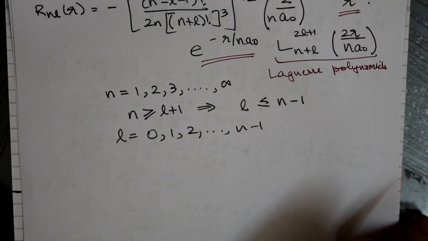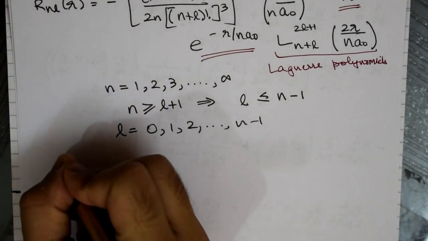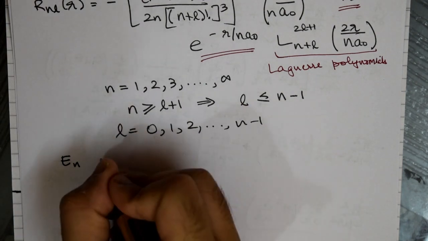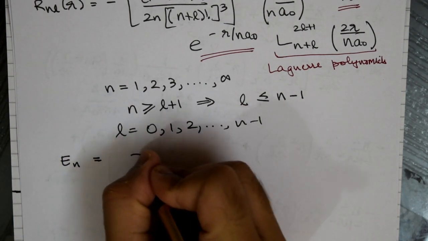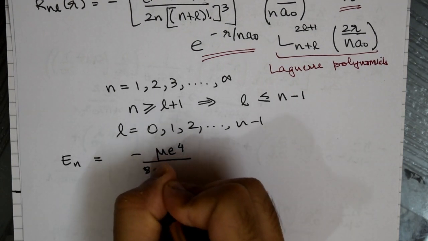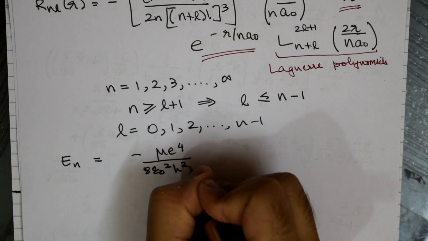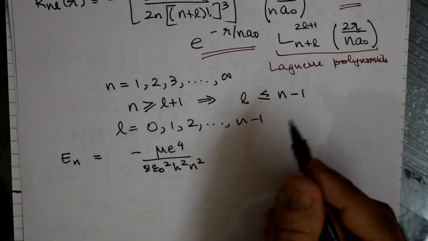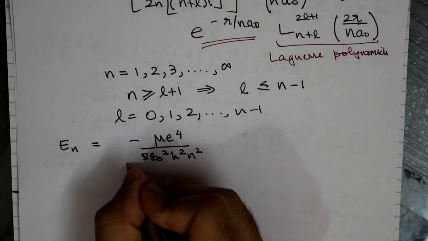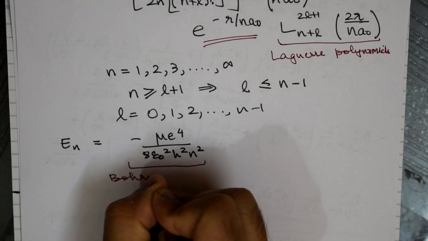Whenever you have a wave function, you have to associate it with the energy as well. So the energy in this case, E_n, which only depends on n, is given by minus mu e to the power 4 divided by 8 epsilon naught squared n squared. Epsilon naught comes from the potential, if you might remember. And if you might recollect, this is the same energy equation that we saw for the Bohr's model.